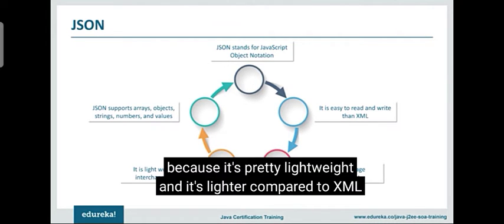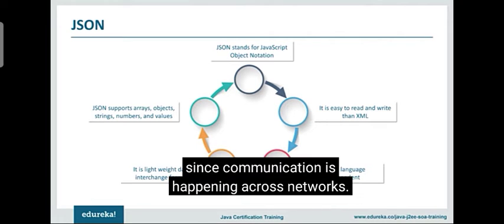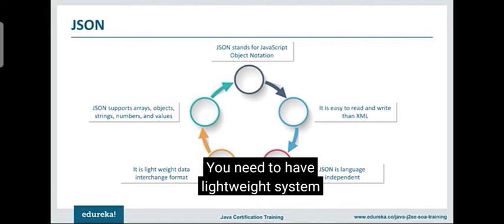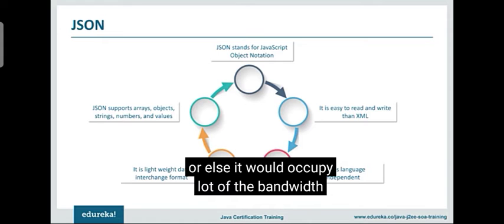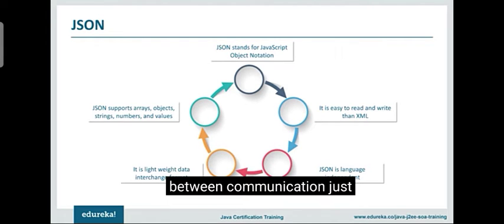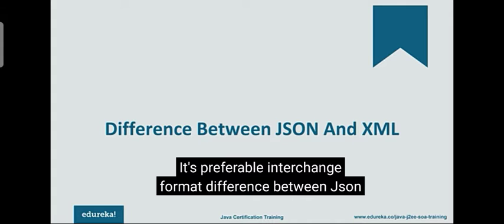This is because it's pretty lightweight compared to XML. As you could imagine, since communication is happening across networks, you need a lightweight medium, or else it would occupy a lot of bandwidth. Just because it is lightweight, it's the preferable interchange format.